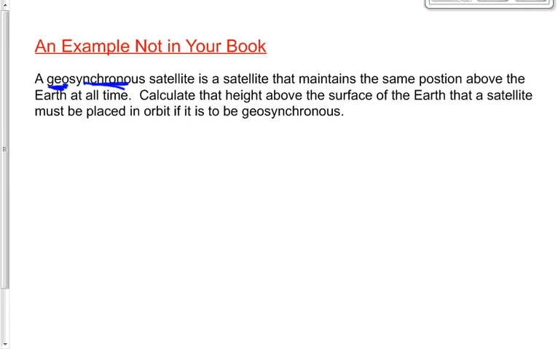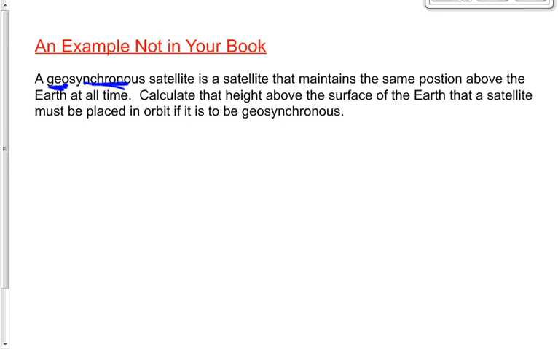You want to one day be taking pictures of North Korea, and the next day be taking pictures of Iran, and the next day taking pictures of somewhere else. So you don't want it to maintain the same position. But if you got a communications satellite, you want it to be geosynchronous. You want it to maintain the same place above the Earth, because if it doesn't, you're not going to know where to find it when you want to communicate.